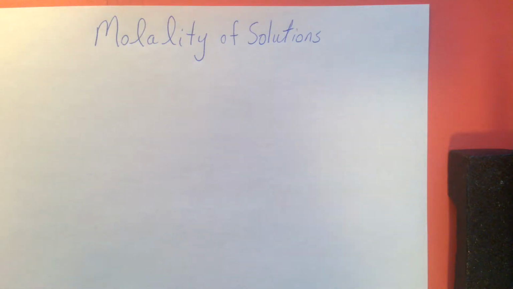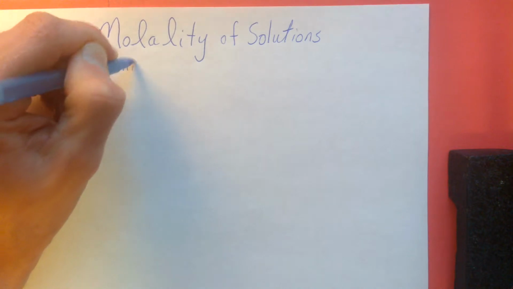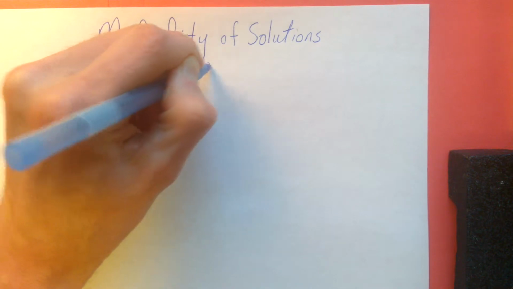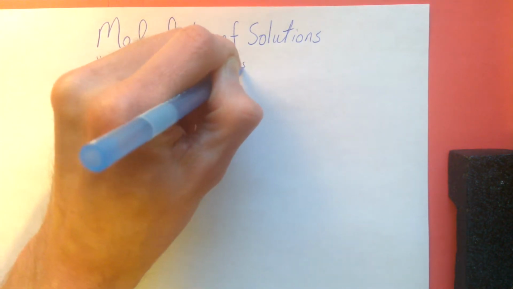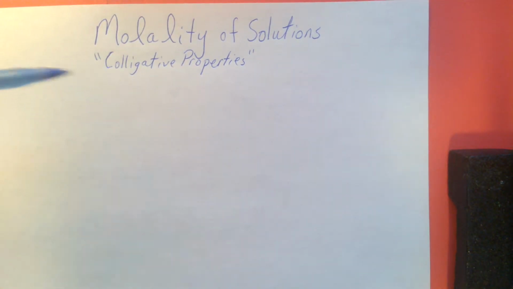Let's take a look at how to determine the molality concentration of a solution. Molality is similar to molarity, but it's slightly different. Molality is very important when you're studying the colligative properties of solutions, such as freezing point, boiling point, osmotic pressure, and vapor pressure of a solution.